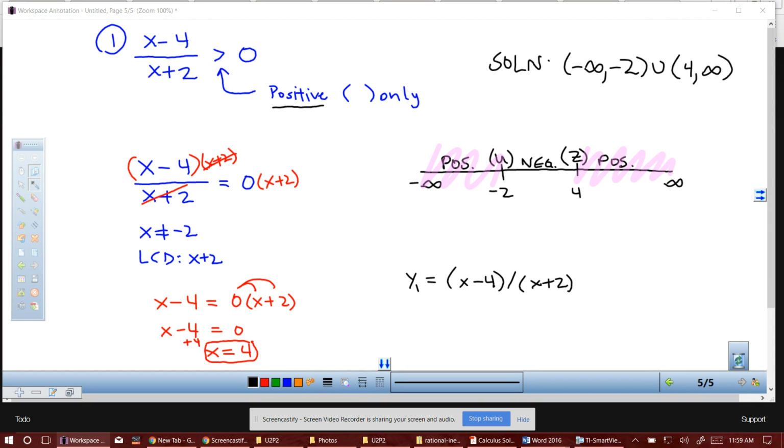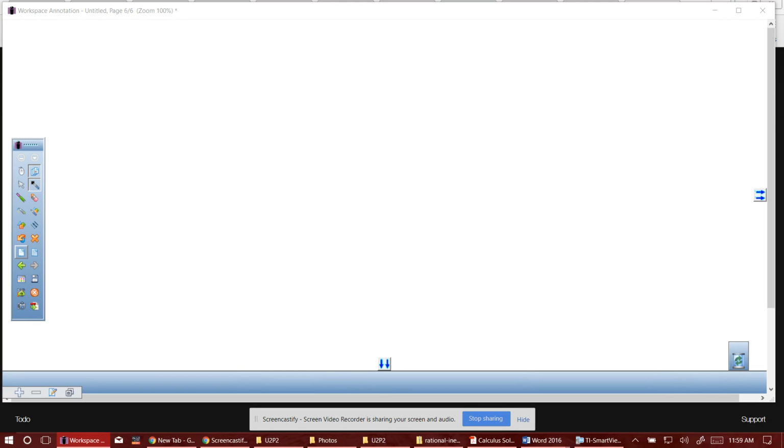So we just finished number 1, where we wanted positive, greater than, and positive only, comparing to 0. So we wanted positive solutions, no brackets. So now we're going to work on problem number 2 from the worksheet.